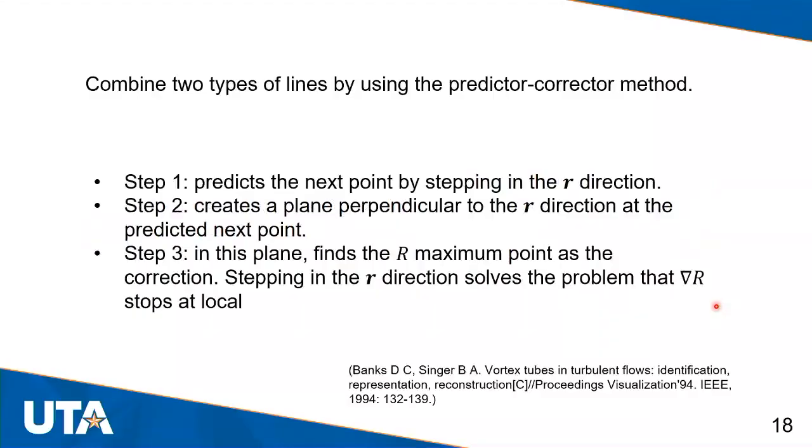The solution is to combine these two lines together. So we use the predict and correct method. This method was first proposed by Banks and Singer, and in their original paper, they use vorticity and pressure, and now we replace vorticity and pressure with Liutex and the Liutex magnitude.